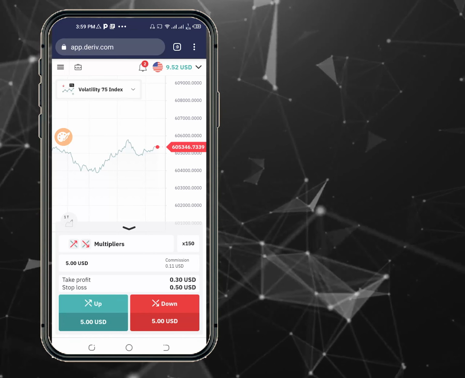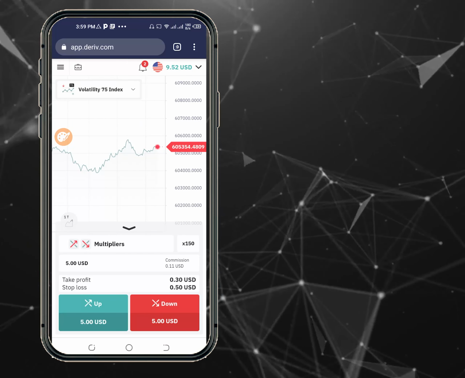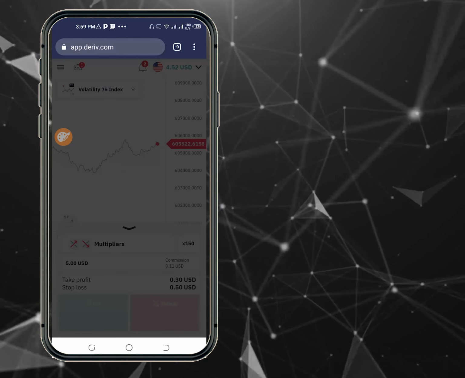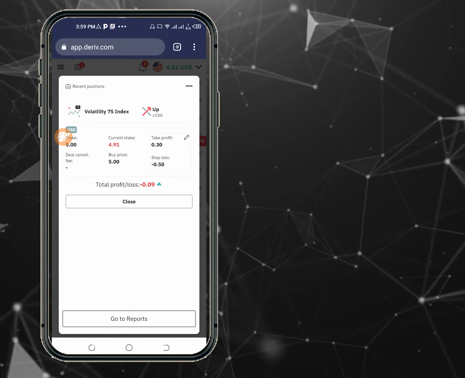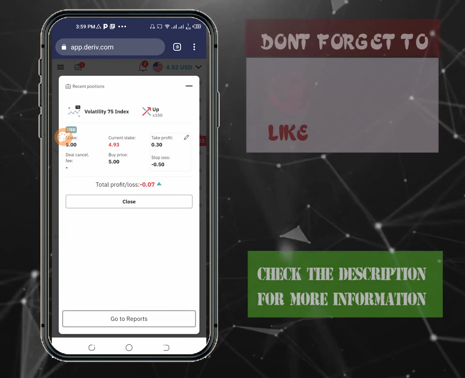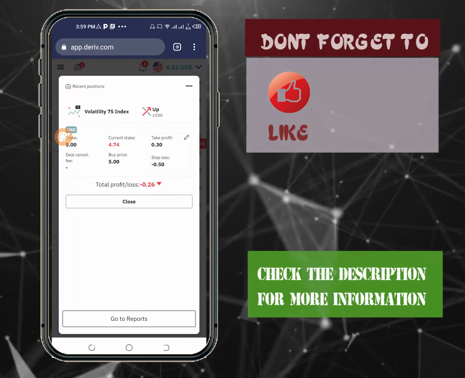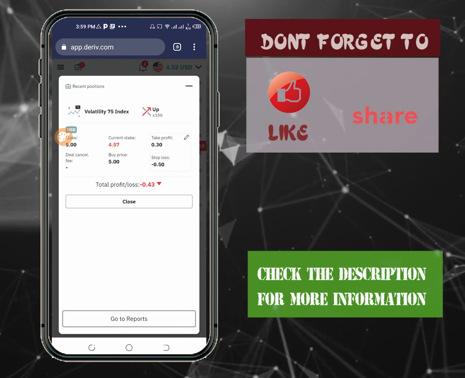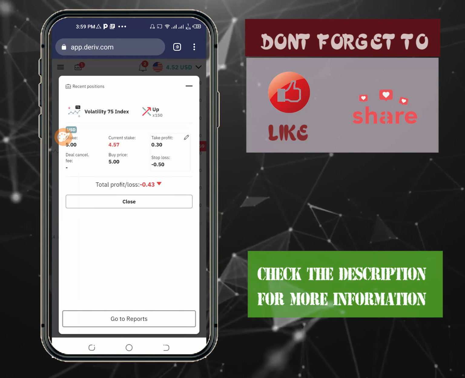Okay, so from the look of things, it's going up. I'm going to place up, and if it seems to go against me, I cancel it out outrightly. My trade is going to cancel.